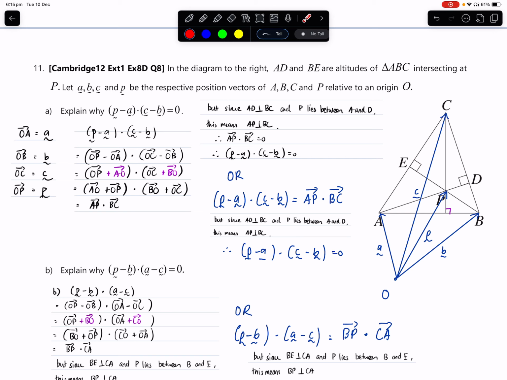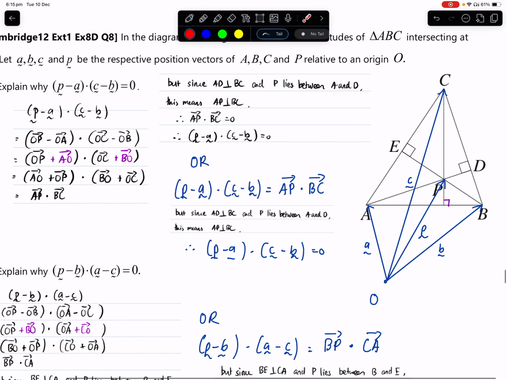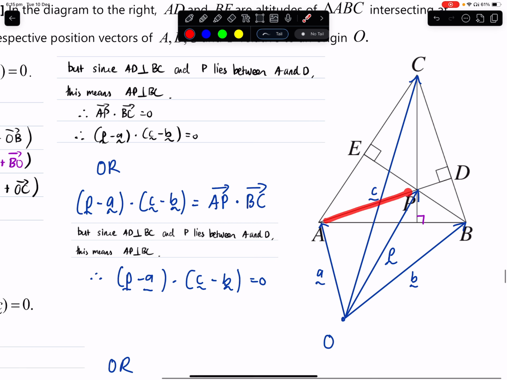Then, because we are doing basically the dot product of AP and BC, these are actually perpendicular. Since AD is perpendicular to BC, which is what I wrote here, and P is a point that lies on this line between A and D, that means AP should also be perpendicular to BC as well.